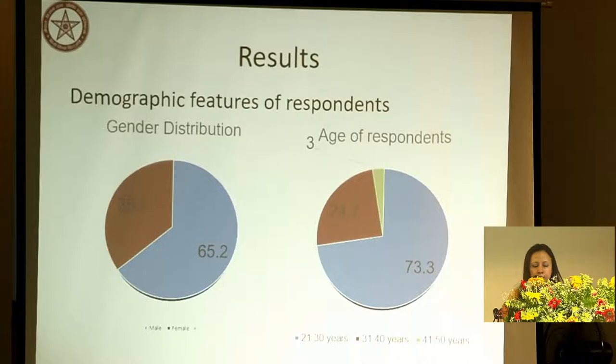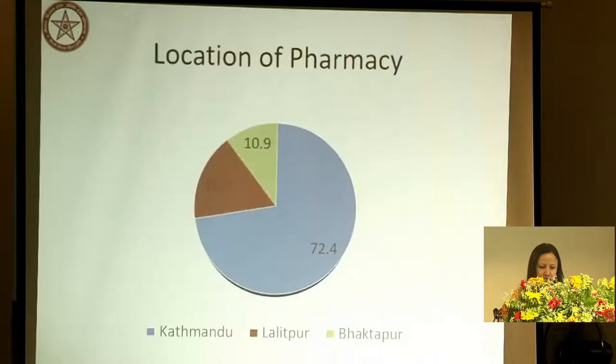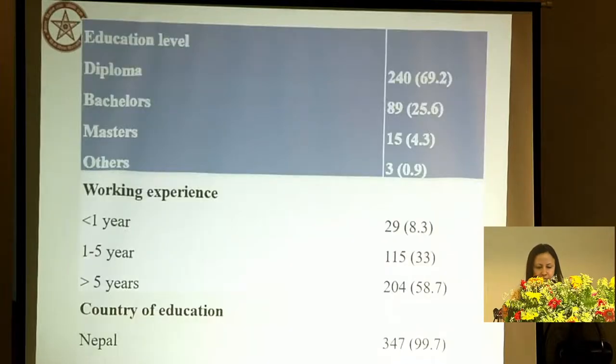Regarding the results, among the 348 community pharmacists who participated in our study, 65.2% were male and 35.8% were female. 73.3% of the community pharmacists were between the ages of 31 to 40 years. 72.4% of the pharmacies were located in Kathmandu district, followed by 16.7% in Lalitpur district and 10.9% in Bhaktapur district of Kathmandu Valley. Among the 348 participants, 69.2% had done a diploma in pharmacy and 58.7% had working experience of more than 5 years. 99.7% had obtained their education in Nepal.